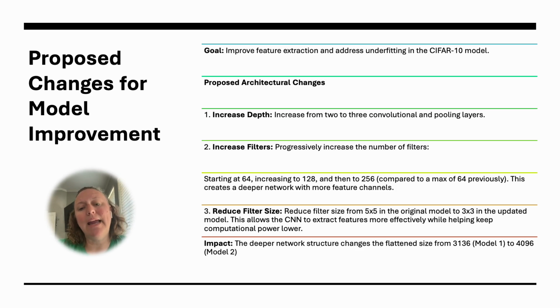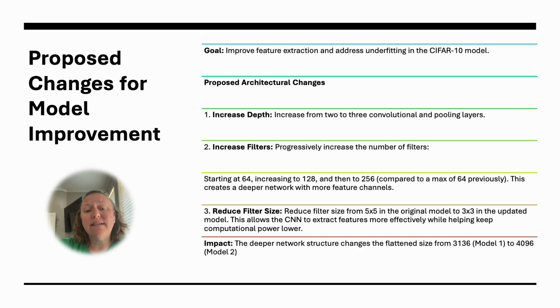Second, I increased the number of filters progressively. We utilized 64 in the first layer, 128 in the second, and 256 in the third. This allows the model to capture increasingly complex patterns at each level of the network.